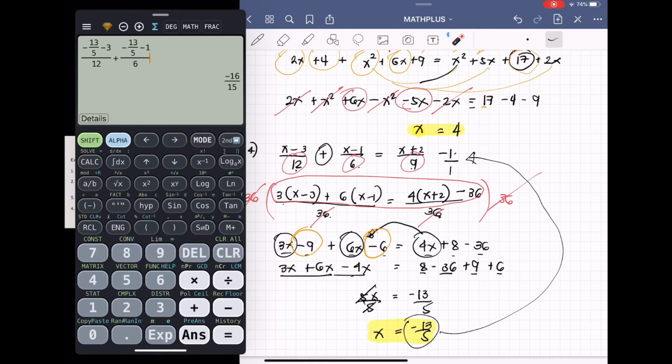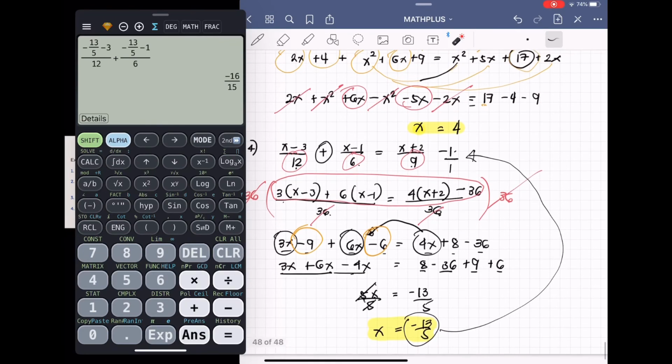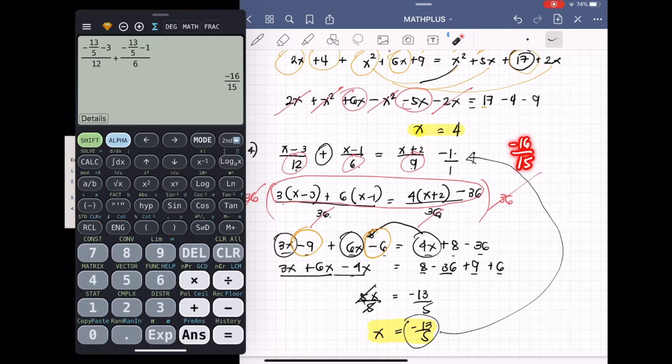And this will be equivalent to negative 16 over 15. Substituting, that will result to negative 16 over 15 on the left side. Okay, and then let's check the right side. So I'll have here x plus 2, so I need the fraction again. X, which is negative 13 over 5, x plus 2, all over 9, minus 1. And that resulted to negative 16 over 15 also, which shows that our answer is correct.